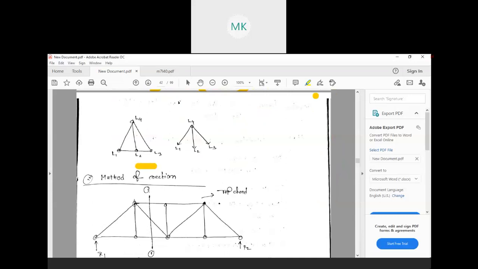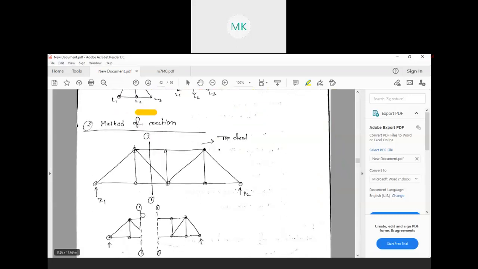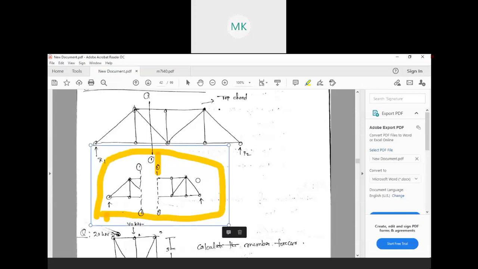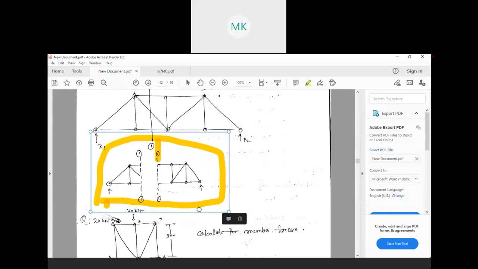Next is our method of section. If we are considering a truss like this, we need to cut the section at a particular point. Here we are considering this line, cutting the truss into two portions, two parts. So how do we solve this? Let's try to solve one numerical.